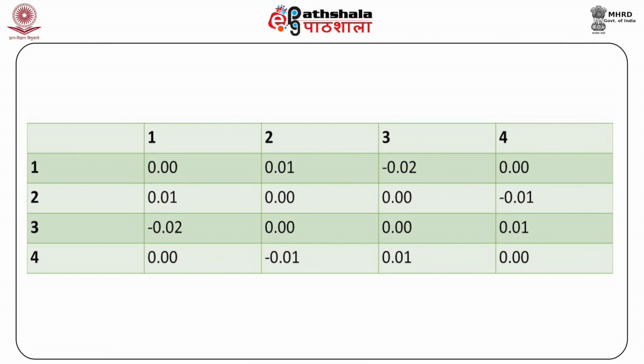In the following residual correlation matrix, further factor extraction will be stopped as most of the correlation coefficients are either 0 or approaching 0. So, for 1 it is 0.00, 0.01, minus 0.02, 0.00. For the second it is 0.01, 0.00, 0.00 and minus 0.01. For the third, minus 0.02, 0.00, 0.00, 0.01, and for the fourth 0.00, minus 0.01, 0.01 and 0.00.